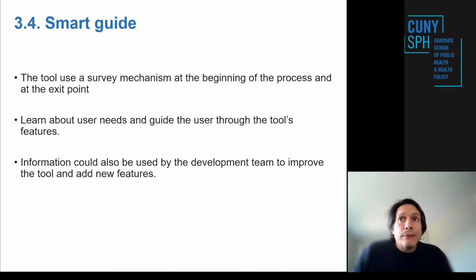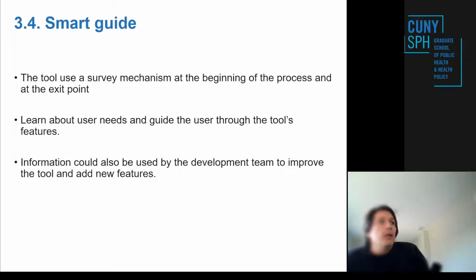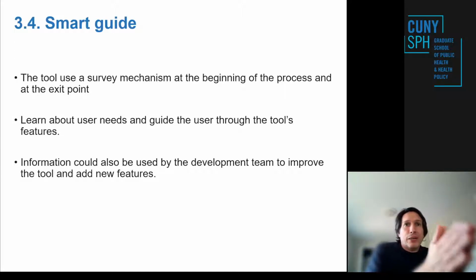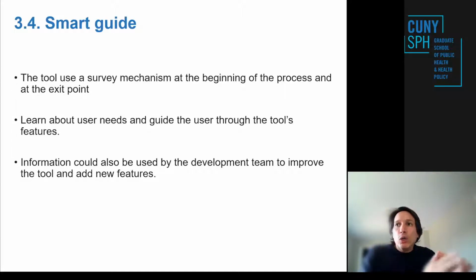The smart guide is the fourth element, and they say that the tool uses a survey mechanism at the beginning of the process and at the exit point. Basically, that is to understand the user needs and guide the users through the tool's features. Because if you don't need geography, then maybe I'm not going to offer you that. Do you want to work in, I don't know, billing data, or do you want to work in genetics data? What kind of data are you looking for? And I'm going to help you filter and guide you through the process and where to find it.